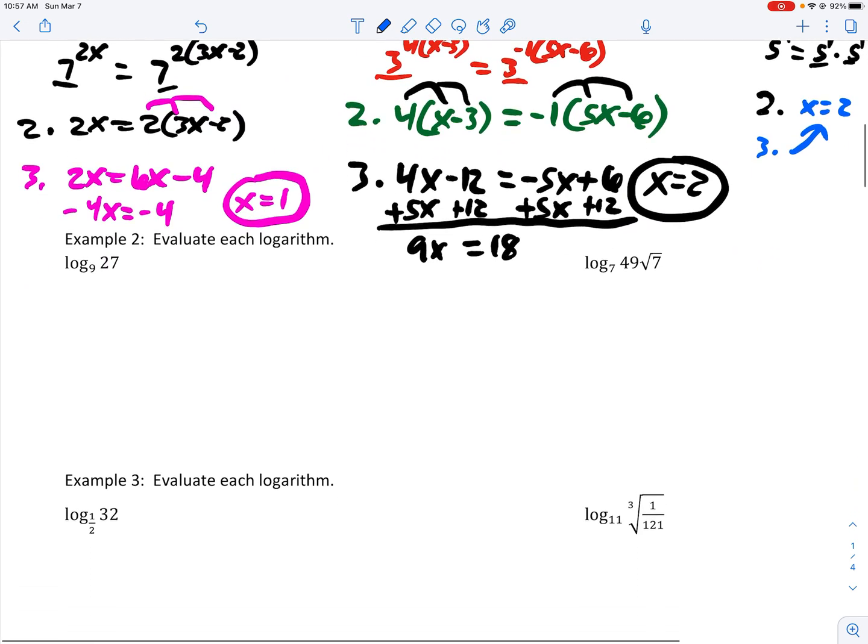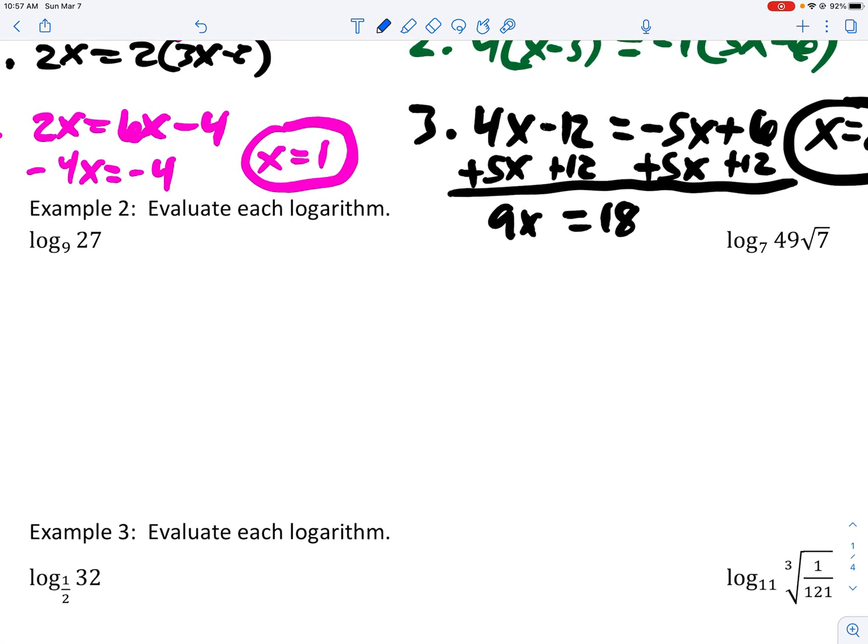So example 2, evaluate, which means you're figuring out what power makes this work. So what power of 9 gives you 27? So that's what they're asking when they mean evaluate. You're figuring out what power makes it work. So what power of 9 gives you 27? Well, it's not a nice whole number, right? Because 9 to the first is 9. 9 squared is 81. So it's not a whole number. It's some type of fraction.